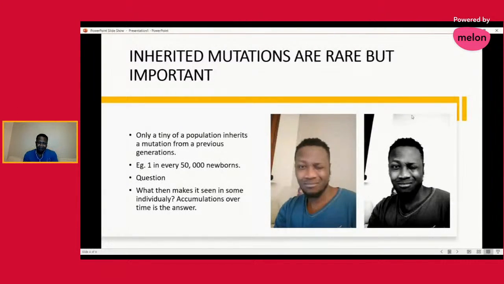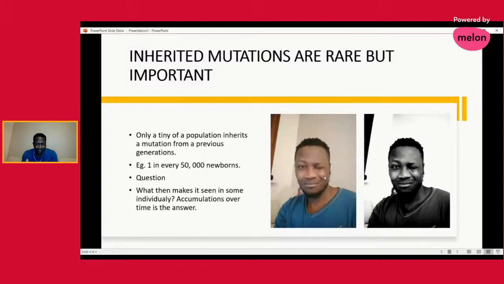Now on this picture, this funny picture of myself, the question is, what then makes it seen in individuals? Accumulation over time is the answer, because it takes billions of years. Now I want you students to look at these two pictures of mine. In the first picture, you see the phenotypic differences in the colors. I want the students to think and say whether I have gone through mutation or not, considering the fact that mutation occurs in a population and not in individuals.